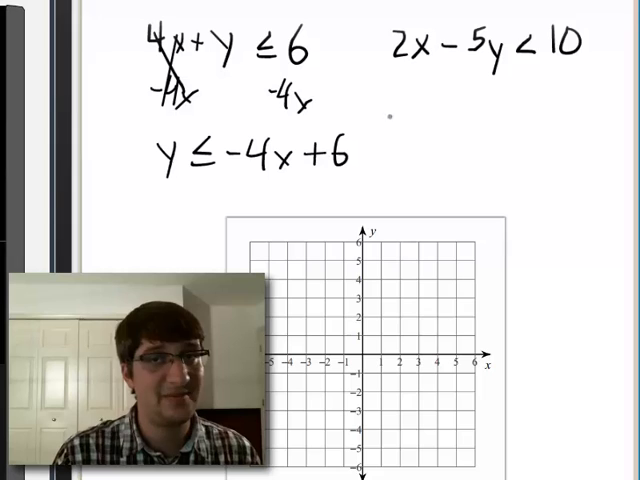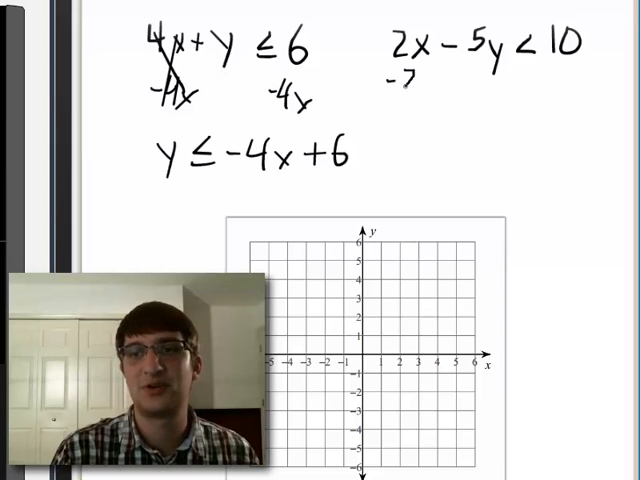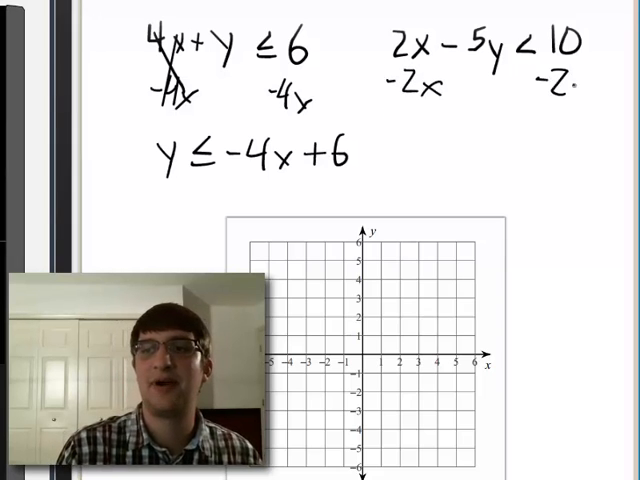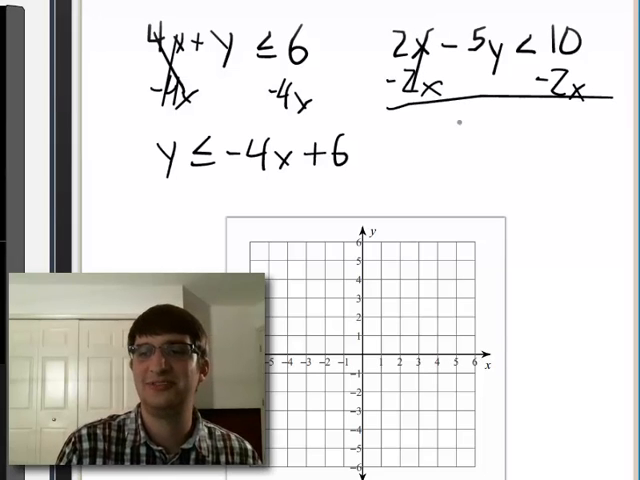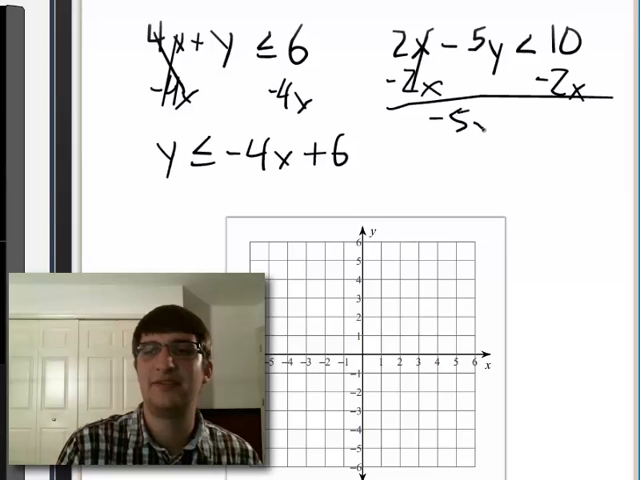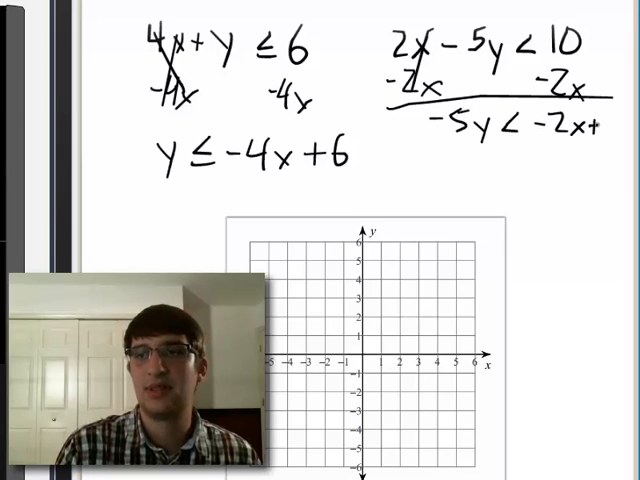This one I have a feeling I'm going to have to do a switcheroo. So let's go ahead. That rhymed, by the way. I'm going to have to do a switcheroo. I've been rhyming all day. All right, so here we go. Negative 5y is less than negative 2x plus 10.